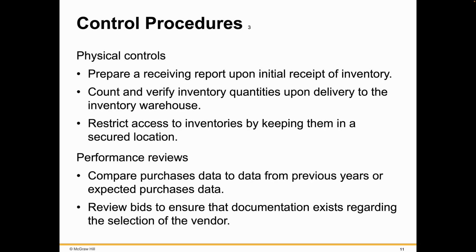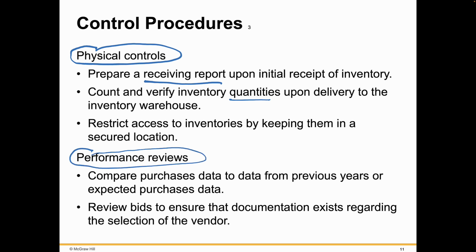Then we have physical controls. So in these physical controls, we might prepare the receiving report once we get the receipt of the inventory. Then you want to count and verify those quantities upon delivery to the inventory warehouse, and obviously restrict access. Then we also have performance reviews as a type of control procedure. So you want to compare the purchasing data from previous years to what we expected for this year, and you want to review the bids to ensure that documentation exists regarding the selection of the vendor.